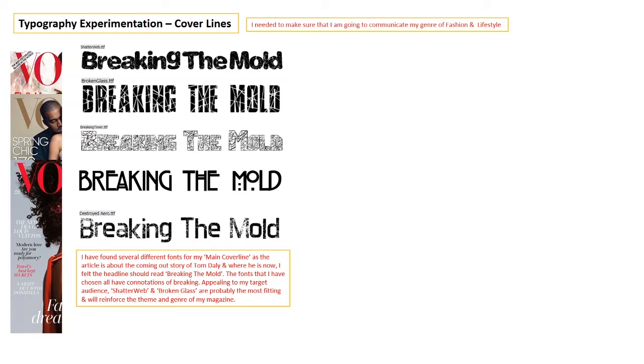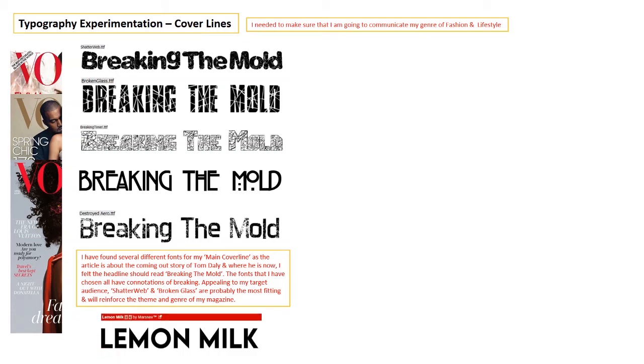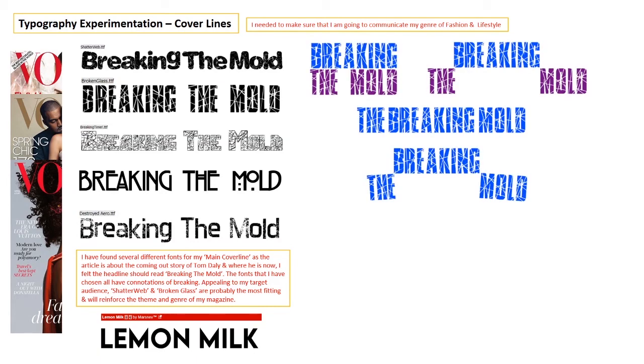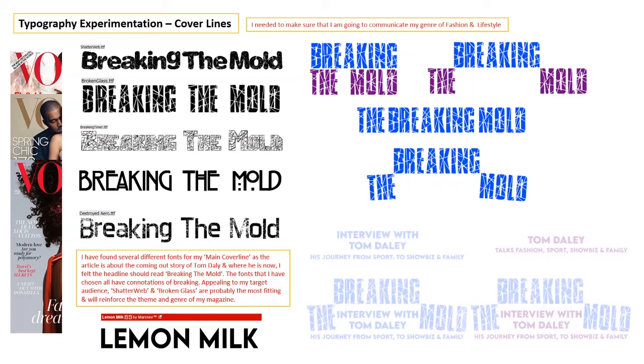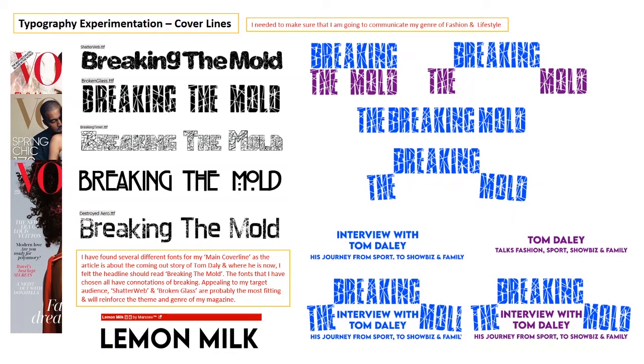So sort of shattering the web or broken glass. And I've also found a generic font which is Lemon Milk. Now Lemon Milk is there for everything that comes under sub cover lines. So I started playing about with colour and composition, breaking the main feature article up into several different points, putting it into different colours, which I found from the pride flag, and then using my Lemon Milk to add to it, eventually creating my main feature article.